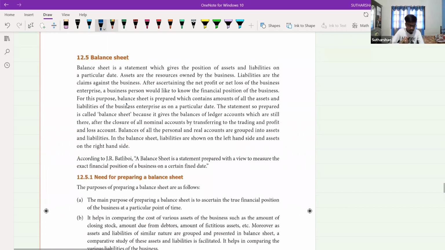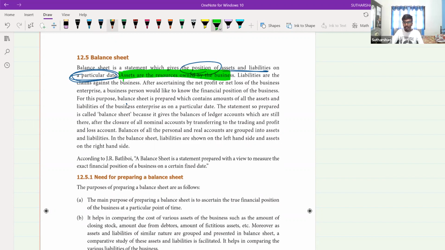Next, coming to the balance sheet. Balance sheet is a statement which gives the position of assets and liabilities as on a particular date. Make this statement as important and highlight it. Assets are the resources owned by the business. Liabilities are the claims against the business. It is an obligation that arises for the business.